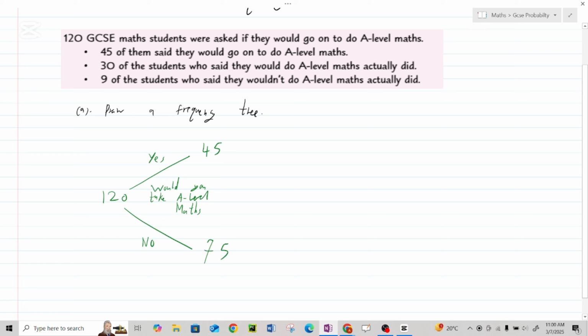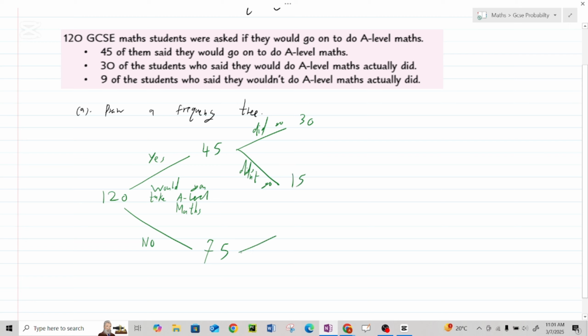Now 30 of the students who said that they would go actually did. So who said they didn't? Who did go and who did not go? Who will go? 30. So how much is this? 45 minus 30, that is 15.